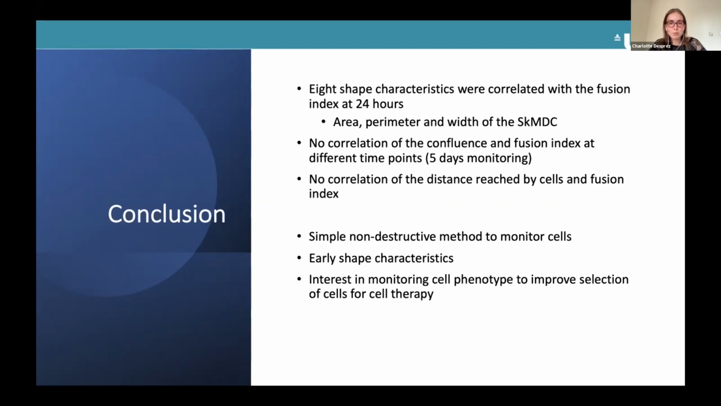And also we did not find any correlation between the fusion index and the distance reached by the cells. So this was a pilot study to try to develop a very simple and non-destructive method to monitor our cells on the basis of the early shape characteristics. We hope to improve the accuracy of the method, and we hope that there is an interest in monitoring the cell phenotype to improve the selection of cells that will be used for cell therapy.